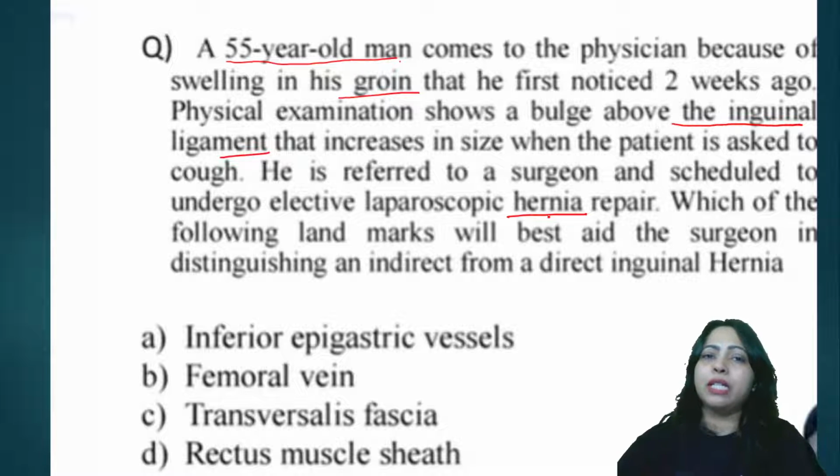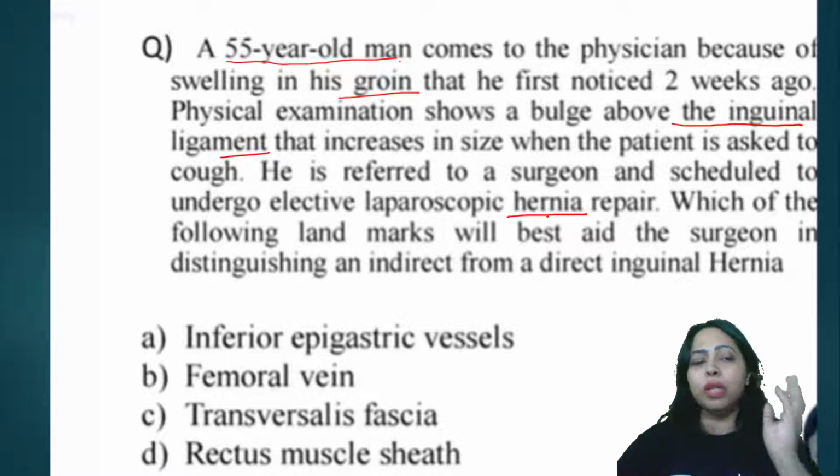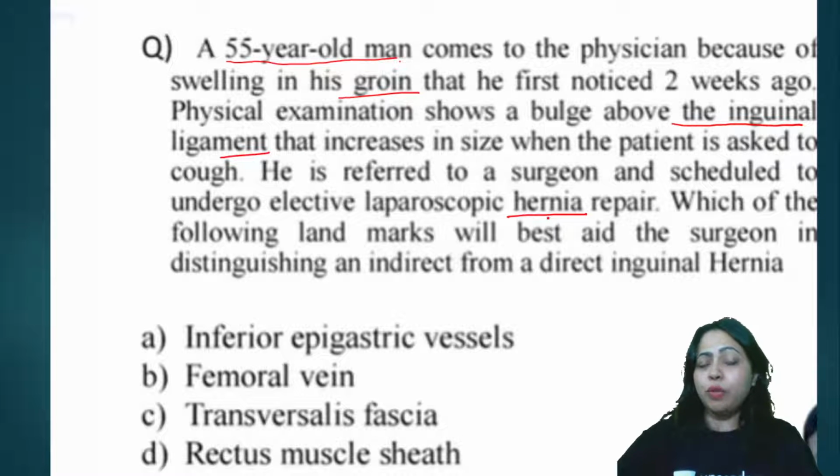What kind of hernia is this? We know there is femoral hernia, and there are direct and indirect inguinal hernias. Which one is common in whom? Which of the following landmarks will best aid the surgeon in distinguishing an indirect from a direct inguinal hernia? One thing is very important: femoral hernias are more common in females because of their wider pelvis, the way the bone is shaped and the way it is kept in place.